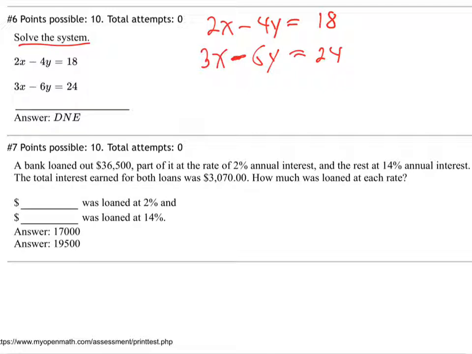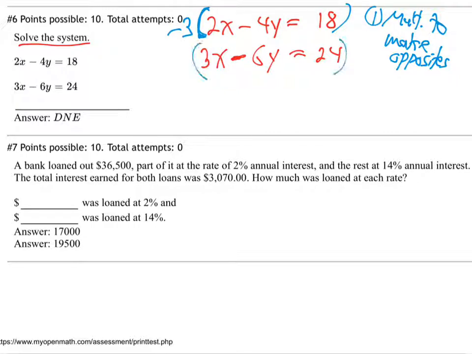So step 1, multiply to make opposites. It can be x or y. I'll do x. So what can I multiply? I'll just multiply here by -3 and the bottom by positive 2. Right? -3 times +2 will make that -6, and +2 times +2 will make that +6x. So I'll make the x's opposites.